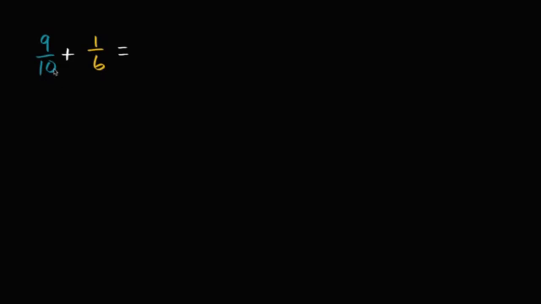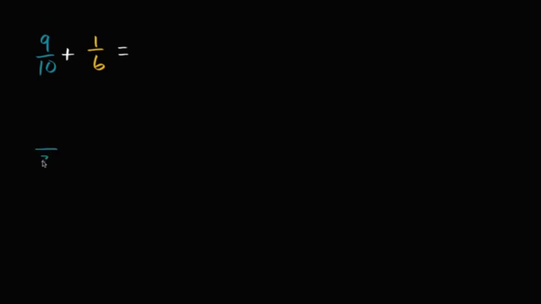And a good way of doing that is start with the larger denominator here, 10, and say, okay, is 10 divisible by 6? No. Okay, now, is 20 divisible by 6? No. Is 30 divisible by 6? Yes. 30 is divisible by 6. So I'm just going through the multiples of 10 and saying, what is the smallest multiple of 10 that is divisible by 6? And that's going to be 30. So I can rewrite both of these fractions as something over 30.